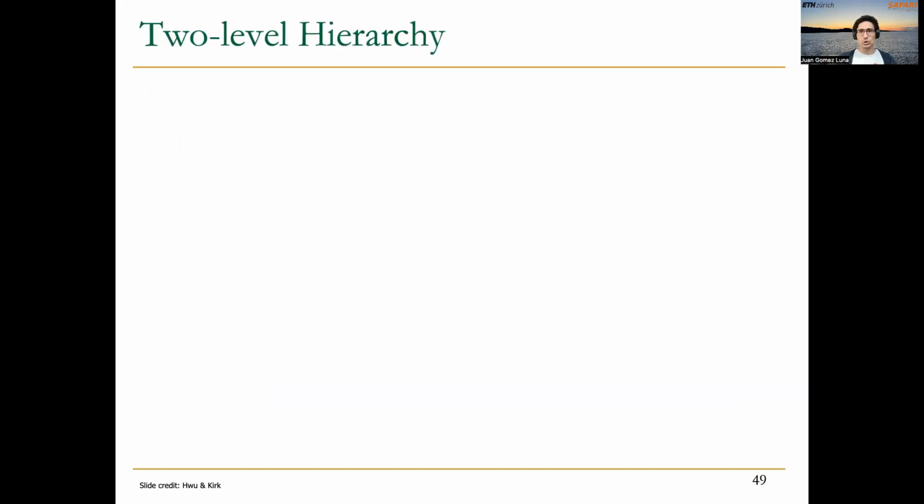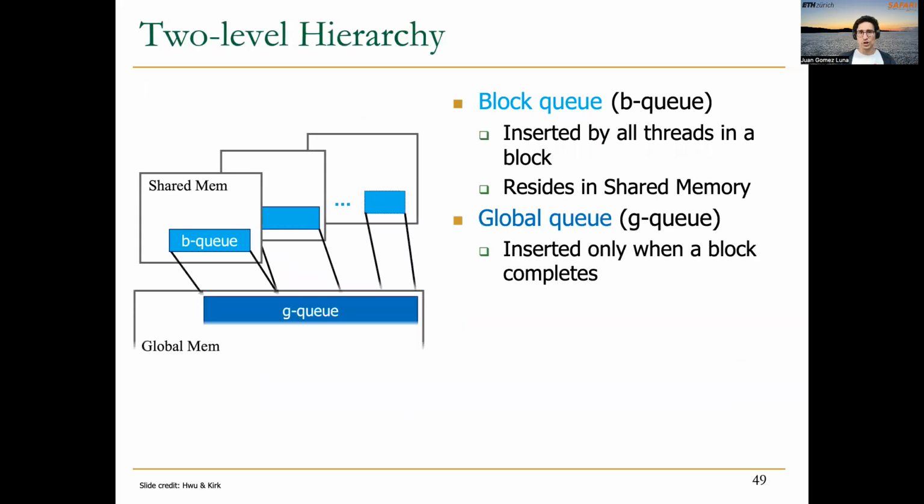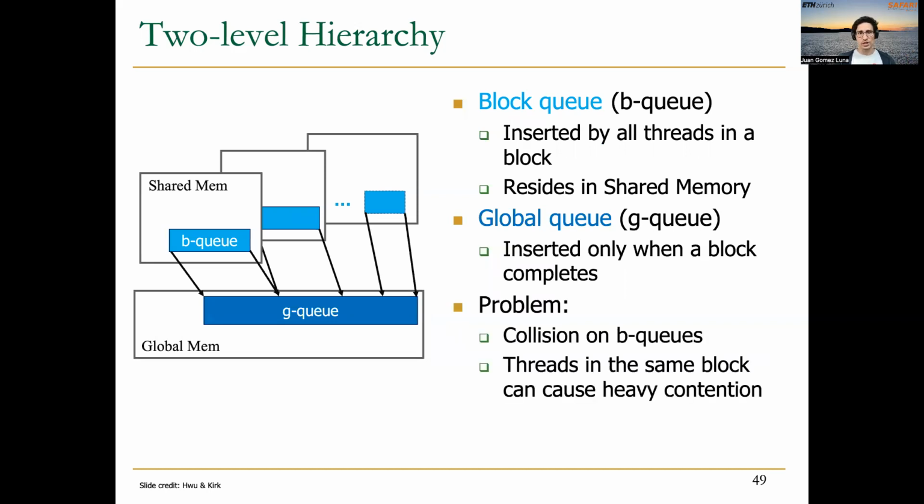And this is what we call the two-level hierarchy, with the block queue, which typically resides in shared memory, and the global queue, which resides in global memory. We will normally insert the nodes in the block queue only when the computation of each block finishes. Still, we will have collisions in the block queues. It won't be as harmful as the collision in the global queue, because now we are using privatization and because shared memory is faster, but still there might be heavy contention in some cases.